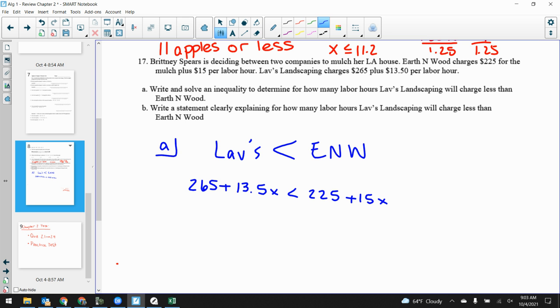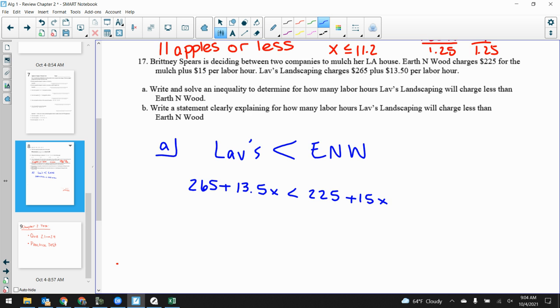You may have had that flipped around, and that's okay as long as you make that less than or greater than. Here's what's tricky about this. I gave it to you as Earth and Wood and then Labs Landscaping, so it's kind of flipped. If you have it flipped around, that's okay. Just make sure this symbol is flipped as well.